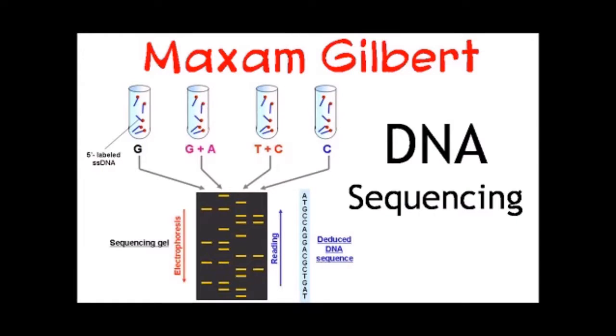The Maxam-Gilbert technique, unlike Sanger, involves the chemical degradation of purine bases. The purine bases, such as adenine and guanine, are damaged by dimethyl sulfate. Through the methylation of bases, the heat releases the bases, and the alkali cleaves the guanine.